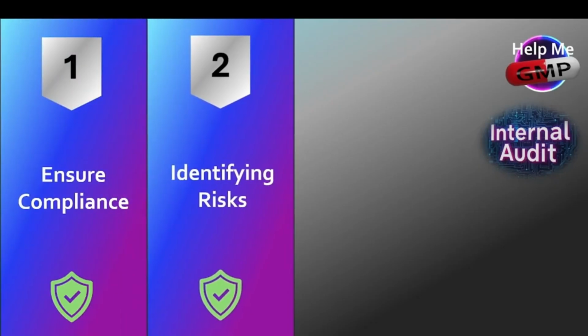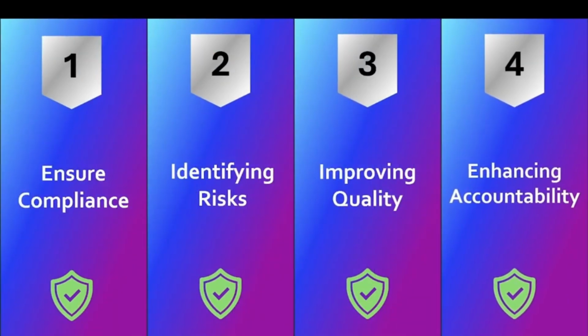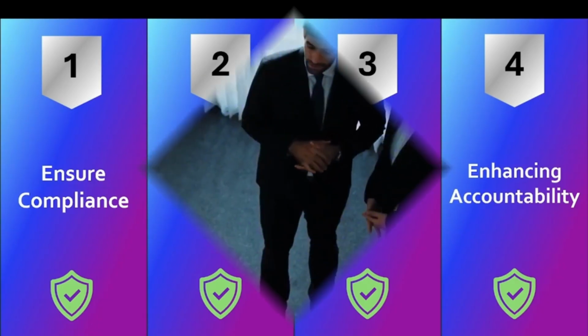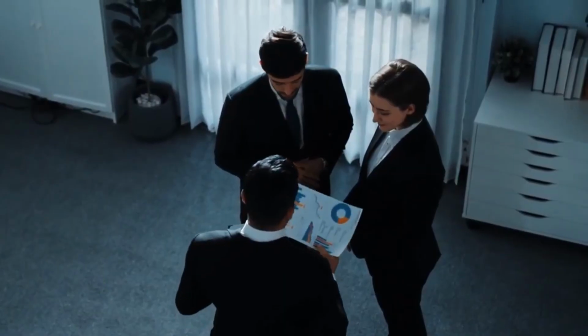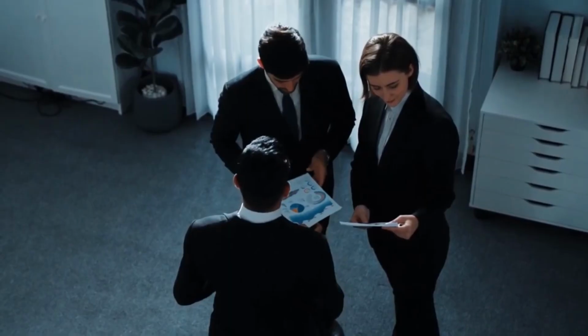Second, identifying risks. They help identify potential risks and areas of non-compliance, allowing organizations to address issues before they escalate. Third, improving quality. They drive continuous improvement by highlighting best practices and areas for improvement. And finally, enhancing accountability. They promote accountability and responsibility among employees and departments, by ensuring that everyone adheres to established procedures and standards. Effective internal audits are essential for maintaining a robust quality management system and ensuring the quality and compliance of pharmaceutical products.